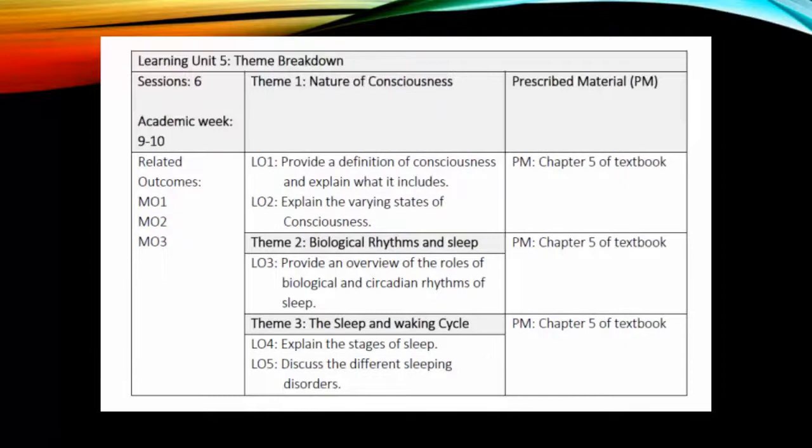Right, so this learning unit 5, it's on the nature of consciousness, the first theme, and that covers what consciousness is and what it includes. We're going to look at the different states of consciousness. The second theme looks at biological rhythms and sleep, which is a state of consciousness, and we're going to be able to provide an overview of the roles of biological and circadian rhythms, and you'll understand what that is a little bit later. And we're also going to look at the sleep and waking cycle, which is an important state of consciousness, which we'll cover. So those are the different themes that we cover in this particular module on the states of consciousness.